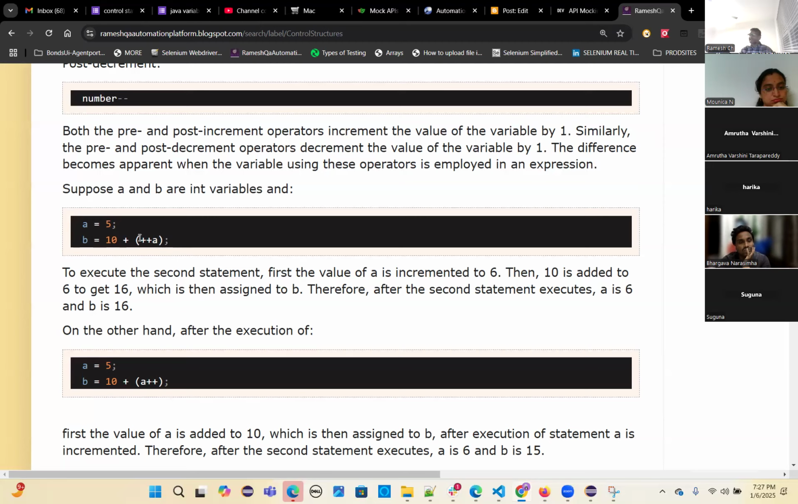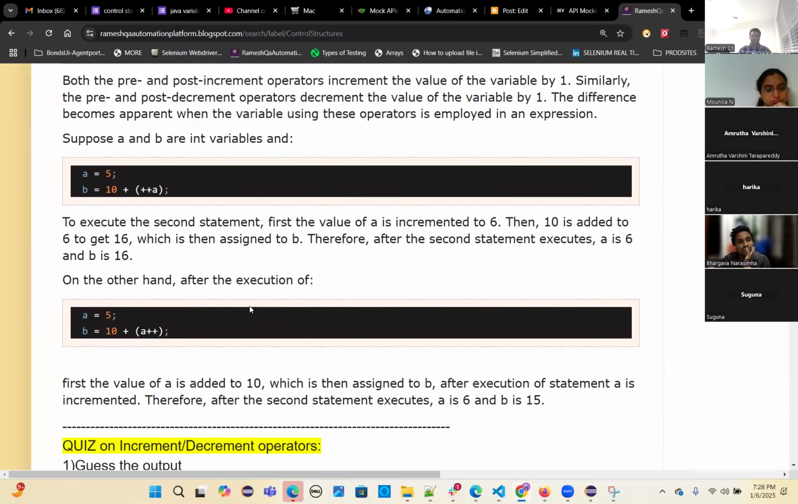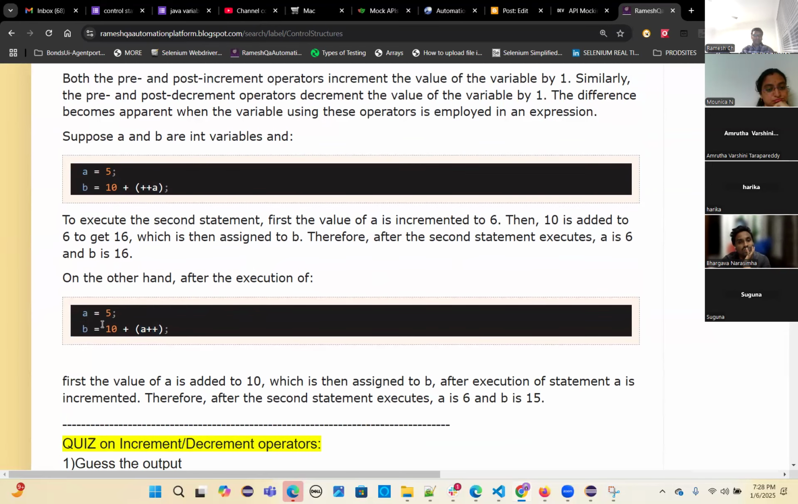Sorry, I reversed it. Pre-increment means it first increments the a value in the expression. First it increments the value, so a becomes 6. 5 plus 1 is 6, and 6 participates in this calculation. So 10 plus 6, you get 16. After this line, the a value will be 6 and the b value is 16.